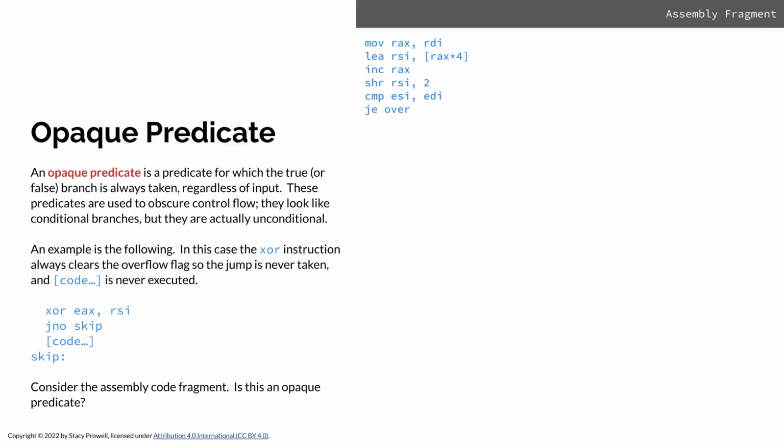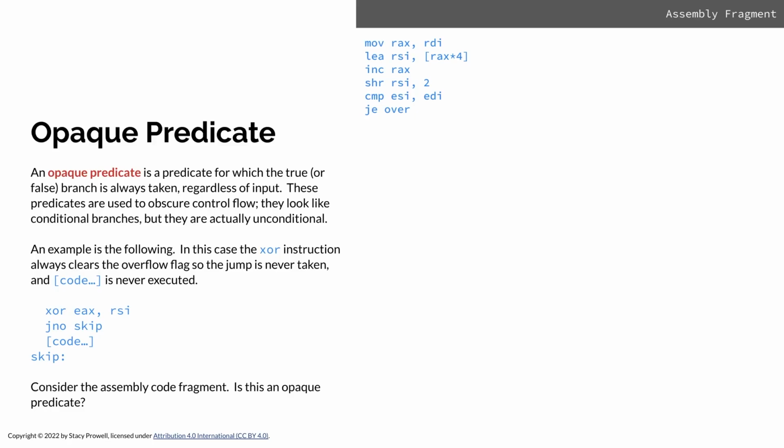So an opaque predicate is a predicate for which the true or false branch is always taken regardless of the input. It looks like it's a conditional, but it's really not. It's like asking, well, if 1 is less than 2, then do this, otherwise do that. And you're like, well, it's always less than 2. Well, there you go.